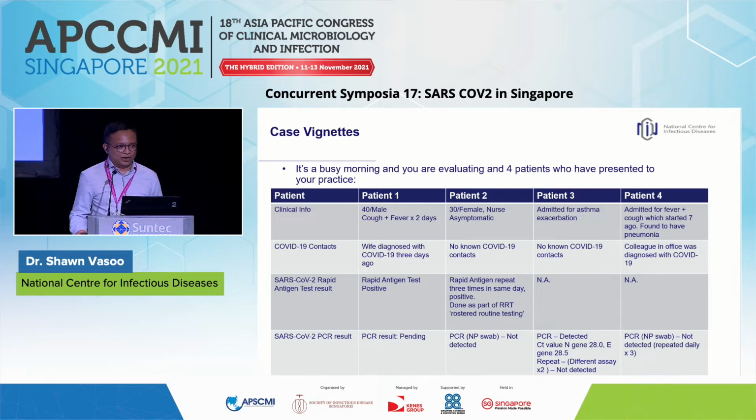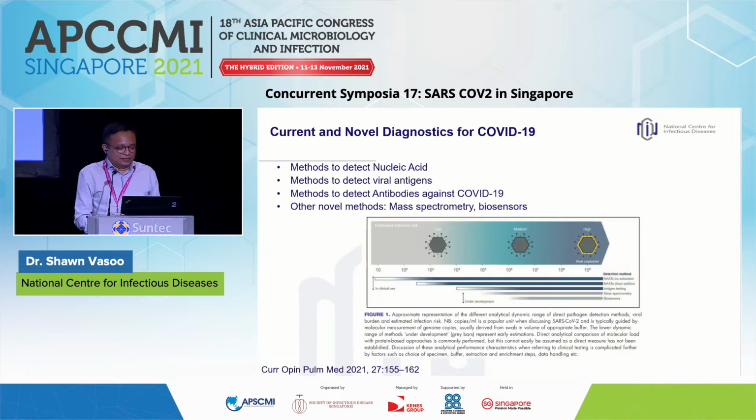And patient 4 was admitted for fever and cough 7 days ago, found to have pneumonia in the peripheral area, in the bases of the lungs, looking very suspicious for COVID. And a colleague in the office was diagnosed with COVID-19. The PCR swab, you did it 3 times in the NP swab and it was not detected. What do you do? So these are really common scenarios that our clinicians would face. We'll get back to those scenarios and we'll try to answer them.